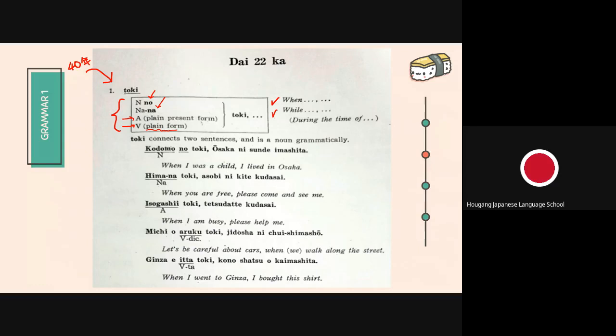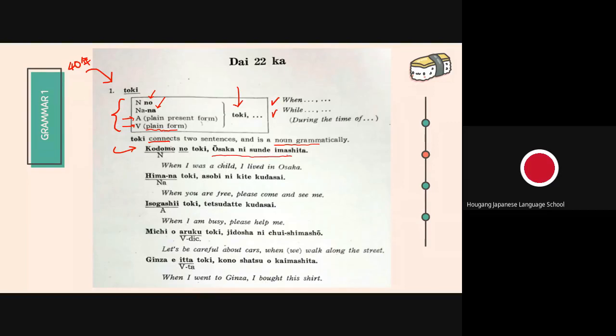Okay, let's look at examples they've given you. It connects two sentences here, it's because when A, B, A is a noun grammatically, yeah. So like I said, toki is supposed to be a noun. Okay, so the noun, but let's look at this. Kodomo no toki, 小孩子的时候, okay, when child, when a kid, when I was a kid, Osaka ni sunde imashita.